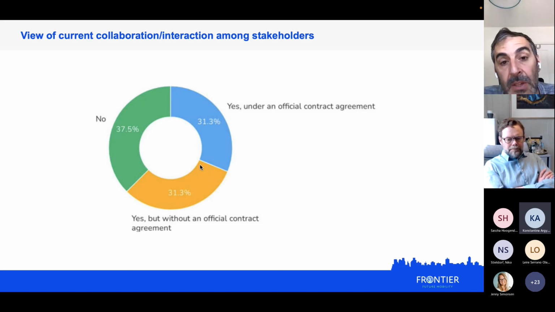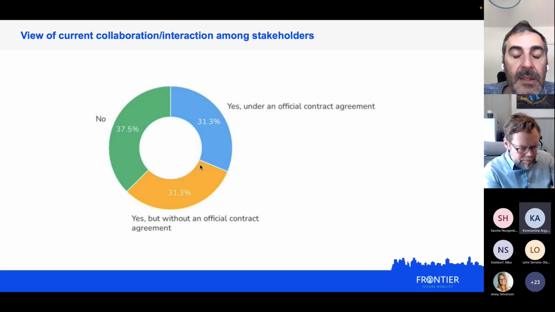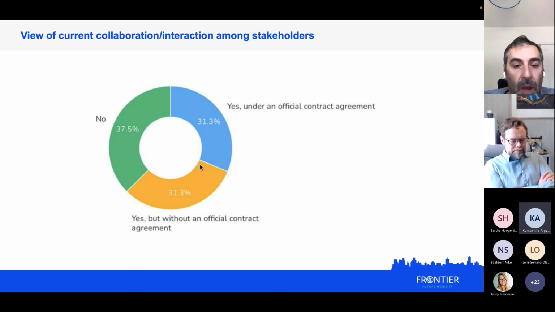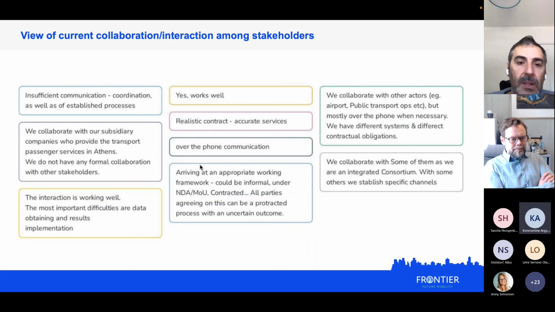We tried to find out if there is an existing collaboration between stakeholders and how that is achieved at the moment, whether it is an official or an unofficial collaboration. You can see there's roughly a 33% split among the three answers. So 37% say there's no collaboration at the moment between the different stakeholders, and another 31% say yes under an official contract agreement, and yes without an official contract agreement. Then we tried to delve a bit more into the reasons for that. It could be because maybe there are no processes in place, maybe there's no regulatory framework to support this kind of collaboration. In some cases, unofficial collaboration is enough to achieve the necessary operations, etc.